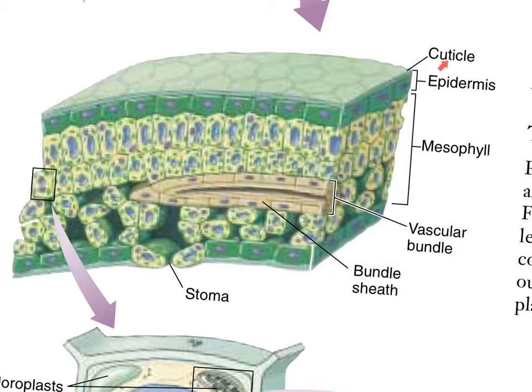And because of that, there's this thing called the cuticle. So most leaves have this layer of wax. It's a fat. Wax is a fat, by the way. And what do we know about fats? What do we know about lipids? Do they like water or do they hate water? They hate water. They hate water.